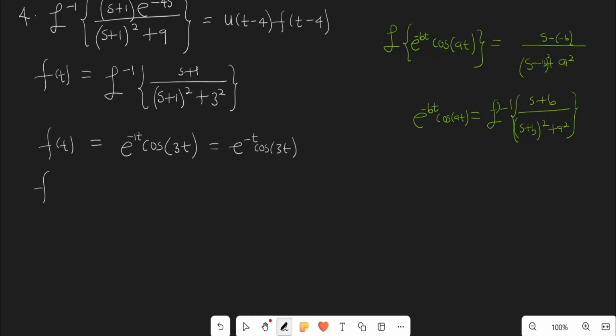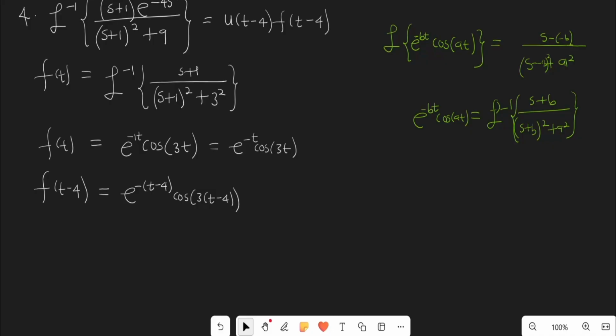So what about f of t minus 4? For f of t minus 4, replace t with t minus 4. That is going to be e to the negative into t minus 4, and this is multiplied by cosine of 3 into t minus 4. So this is the function f of t minus 4.